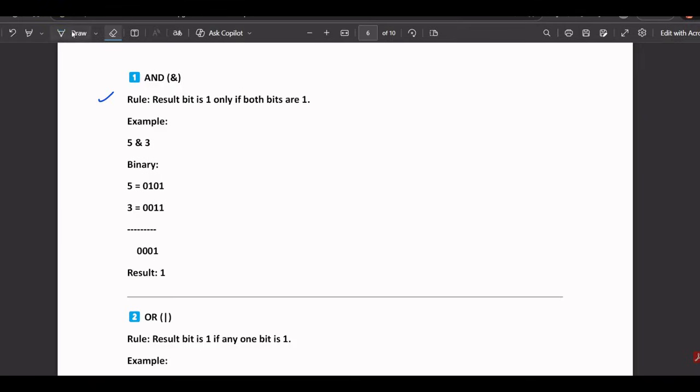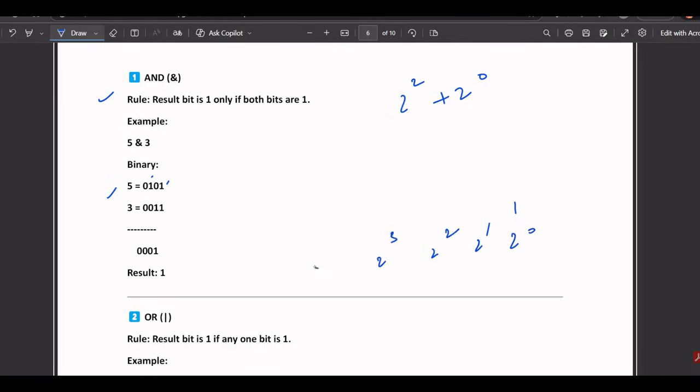Basically, if you want to convert 5, it is 2 to the power 2 plus 2 to the power 0. Wherever there is a 1, it is a power of 2. The last bit is 2 to the power 0, then 2 to the power 1, 2 to the power 2, 2 to the power 3, 2 to the power 4, 2 to the power 5. It is good if you can remember powers of 2 till 15, because then it is very easy to convert numbers into binary. So 5 is nothing but 2 to the power 2 plus 2 to the power 0, so 1 at 2 to the power 0 and 1 at 2 to the power 2. That's how we convert.